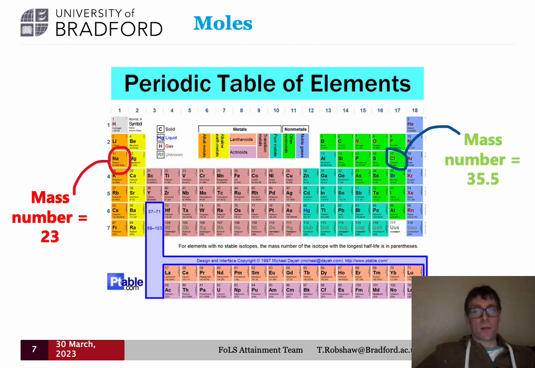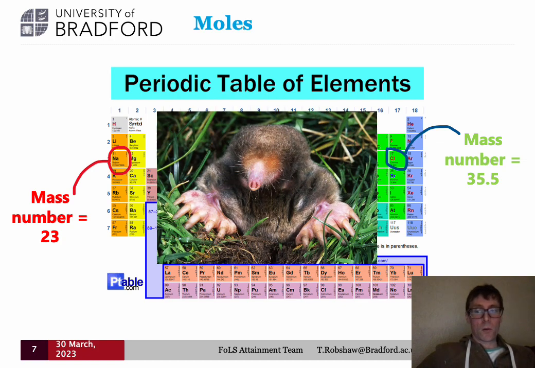Of course, though, it would be completely impractical in the real world to say, alright, let's measure out 5 billion sodium atoms. We need to do something to allow us to work in units that are practical and relatable to real world problems. And this leads us to the use of the mole.